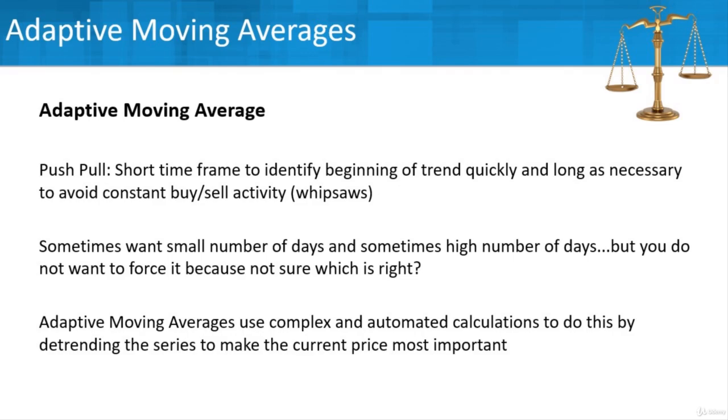So adaptive moving averages use complex, automated calculations to do this by detrending the series to make the current price most important. So it's not so much weighting as it's actually detrending, whether it's an up or downtrend. It's actually adjusting the trend in the series of numbers is what it's doing with an adaptive moving average. So there's some complexity behind that.